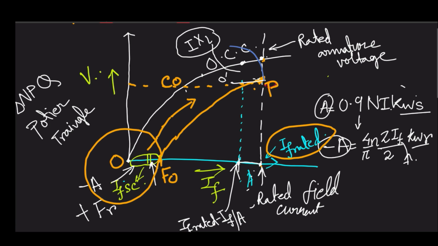Your circle will be here. Now the obvious question that will come is that neither O dash coincides with this OCC curve. So how to figure it out? The obvious answer is that one way is that you have to keep this OF naught. Your goal is that your circle, this point, should always slide in such a way that you reach here at point P.